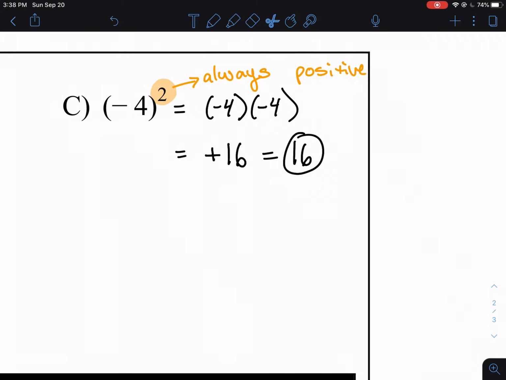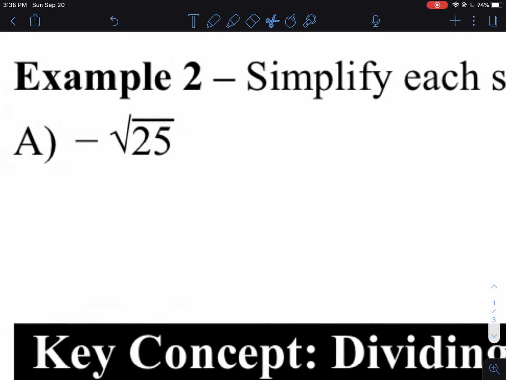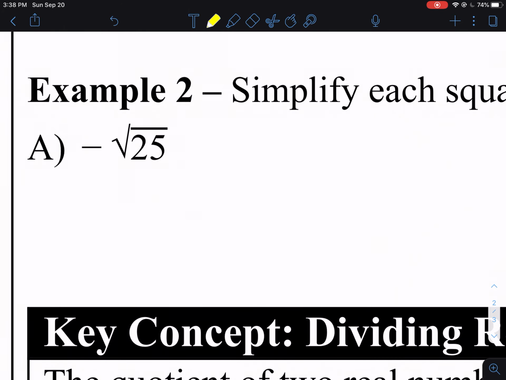Alright. Now to simplify each, square roots are always positive as well. So we would say that this equals, you know what, I'll go down to help you see it better. Negative, and then the square root of 25 is 5. So when we say the negative square root, it's going to be negative 5.